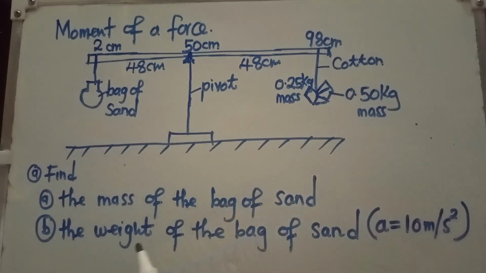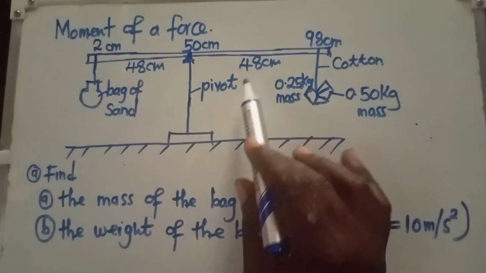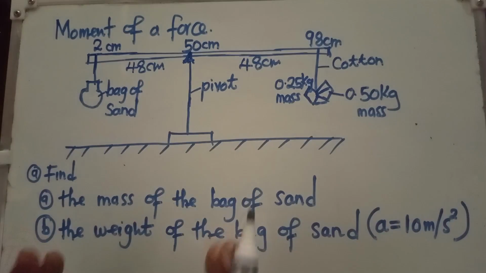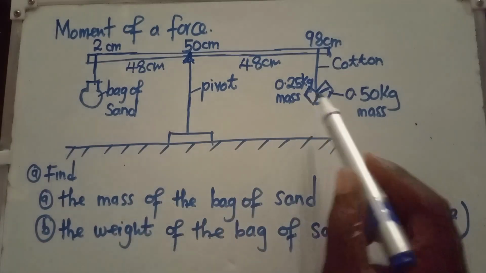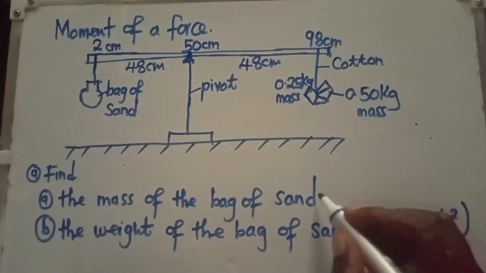Now, the first question we are given here: find the mass of the bag of sand. As a physicist, or as a person that is studying physics, you need to be thinking mathematically, and you need to make sure that you analyze a given question. If you look at this, 48, 48, this thing is balanced. So if it is balanced, the mass that is on this side is the same mass that is there. So there is no need of even calculating here.